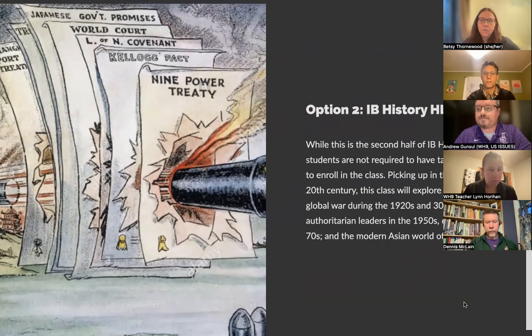And the other option for senior year is to take that second half of the IB History of Asia course that Mr. Brown was talking about earlier. While it's the second half of a course, students aren't required to take History of Asia Part 1 to engage in it. And this class really looks at what's going on in the world in the 20th century, picking up from World War I, where they left off junior year, and going on up into the more modern world, looking at Mao's China, what's going on with Vietnam, the Vietnam War, Cambodia, Korea, things like that.